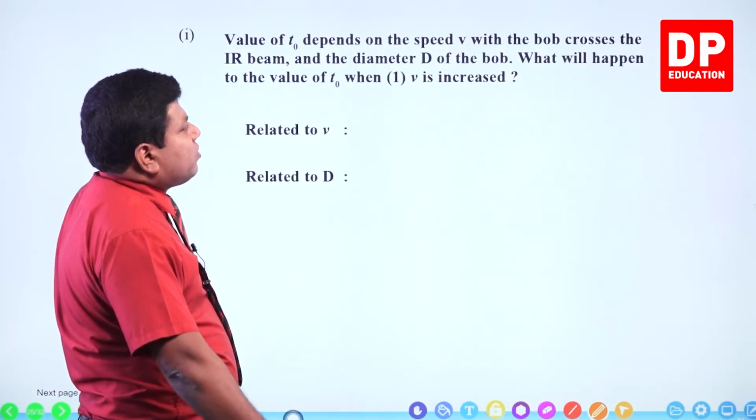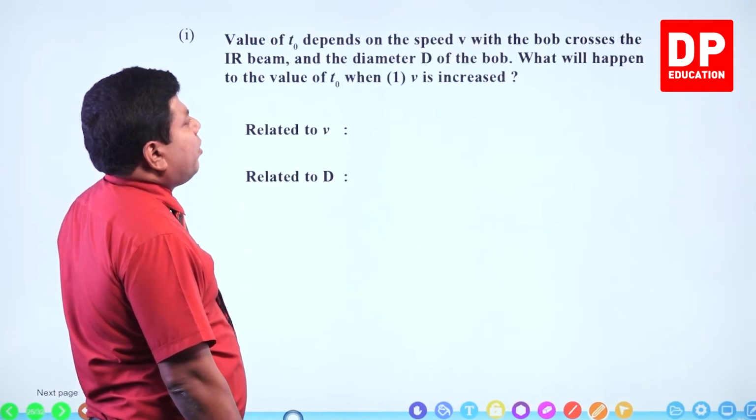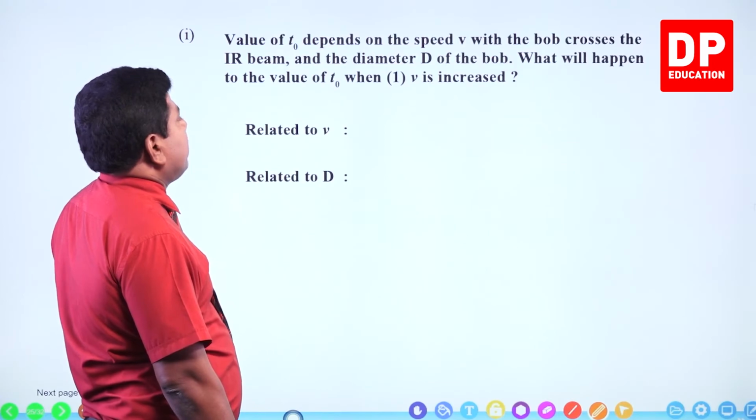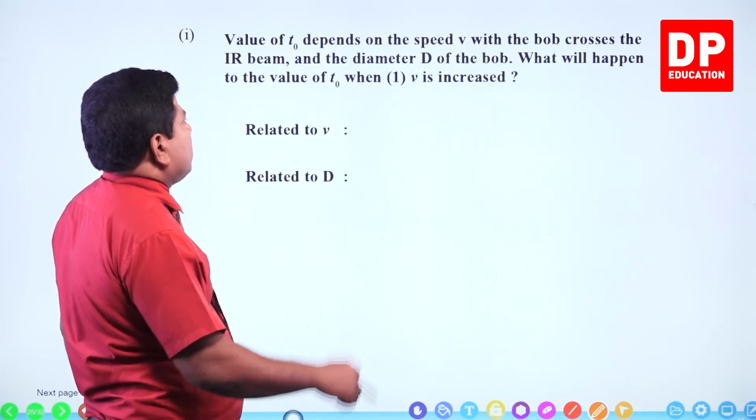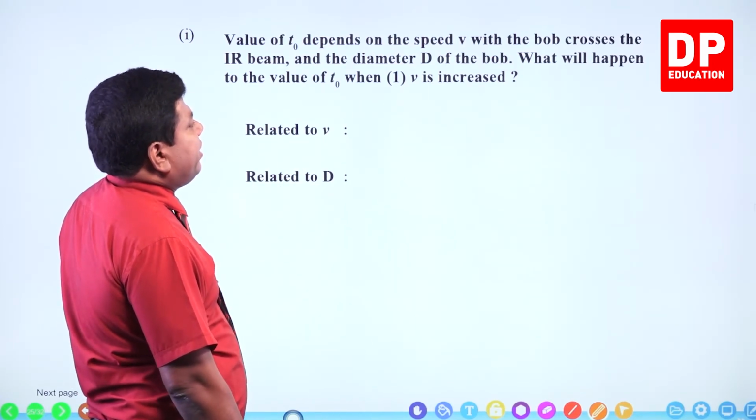The value of T naught depends on the speed v with which the bob crosses the IR beam and the diameter d of the bob.